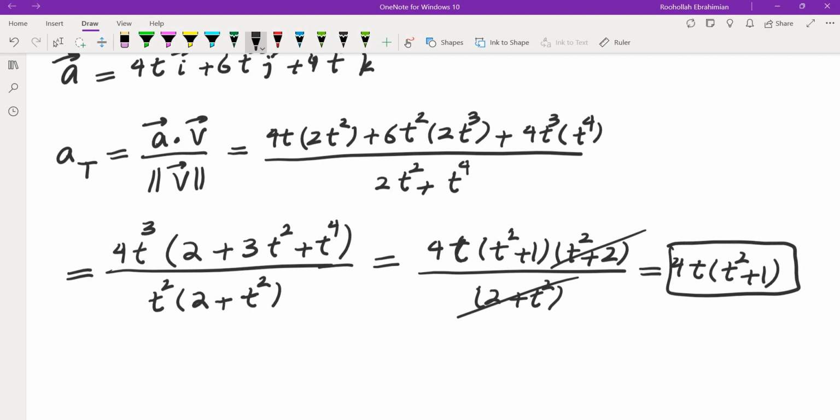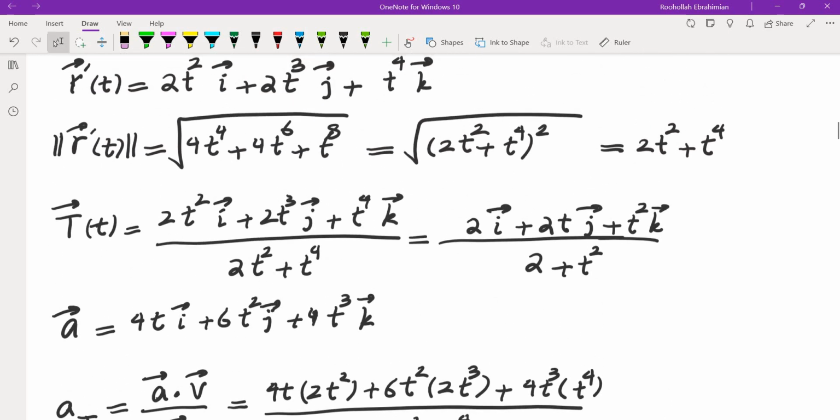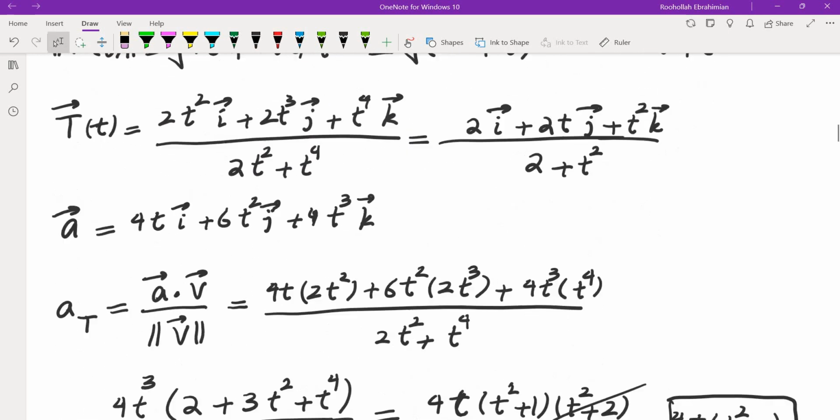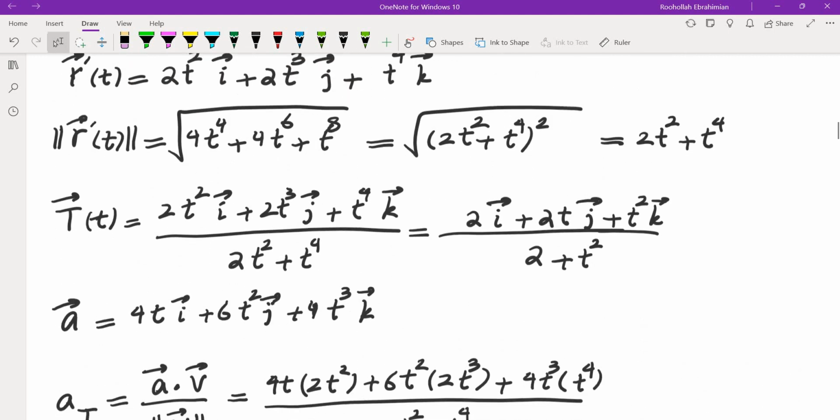There is also another way of doing this one, which is taking the derivative of speed. And that would be a bit faster than this one. It has less computation.